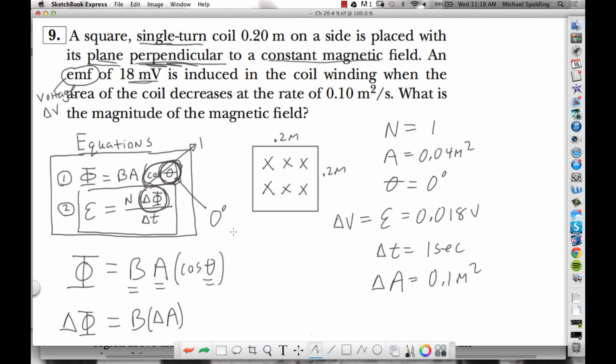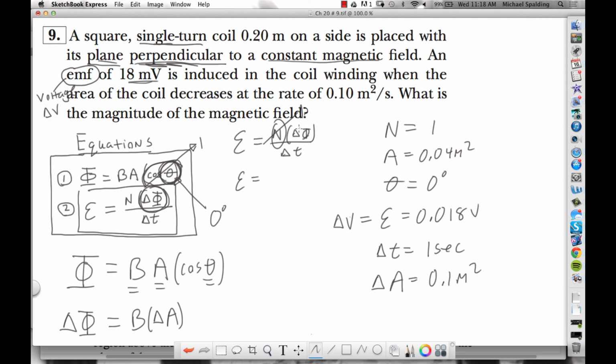Now, how do we solve the problem? They want us to figure out what the magnetic field must be. So to figure out the magnetic field, make some room here. To figure out the magnetic field, we're going to use this: induced voltage equals N, change in flux over time. But what's our N? 1. Just set that equal to 1.